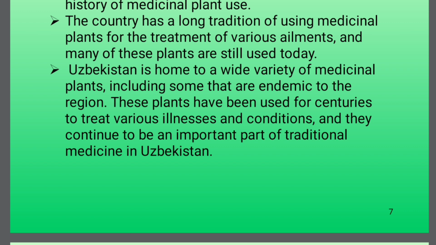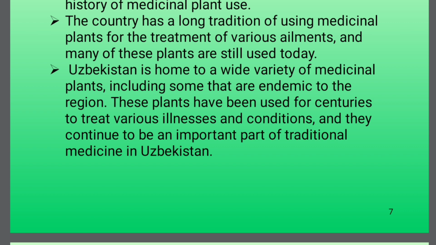Uzbekistan is a Central Asian country with a rich history of medicinal plant use. The communities of Uzbekistan, especially the rural communities, the countryside people, have a long history of medicinal plant utilization through the traditional system of medicine. The country has a long tradition of using medicinal plants for the treatment of various ailments. Many of these plants are still used today. So even in the modern era, the communities of Uzbekistan use medicinal plants for traditional purposes to combat different diseases.